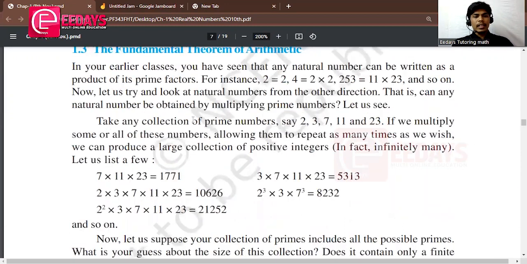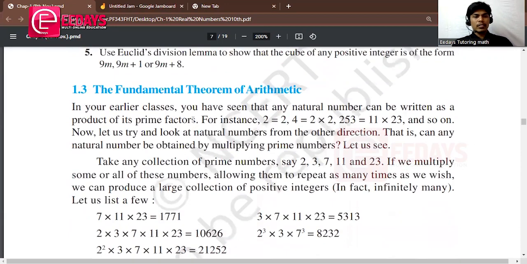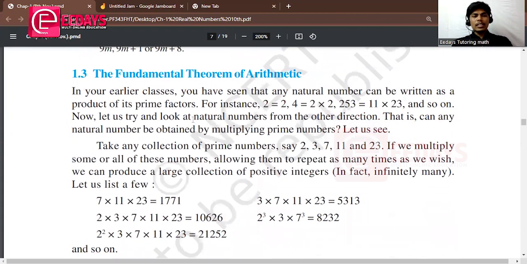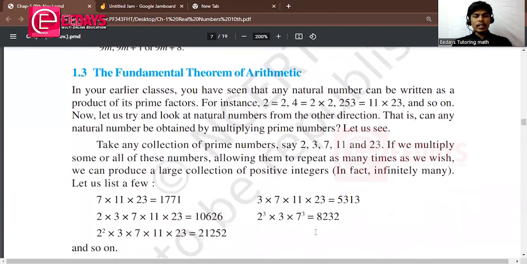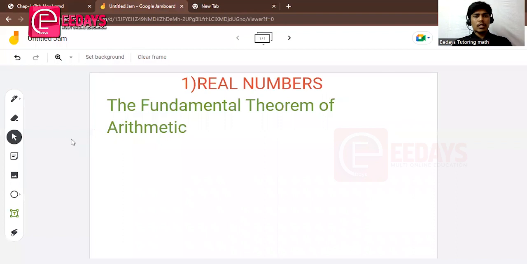So before starting our next topic, that is the fundamental theorem of arithmetic, please everyone try to read the statement that I'm writing here. The fundamental theorem of arithmetic. This is our topic today in real numbers. Let's get started here.